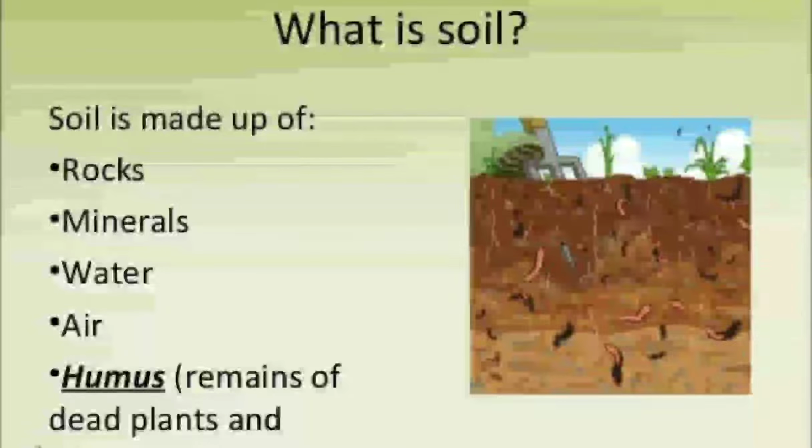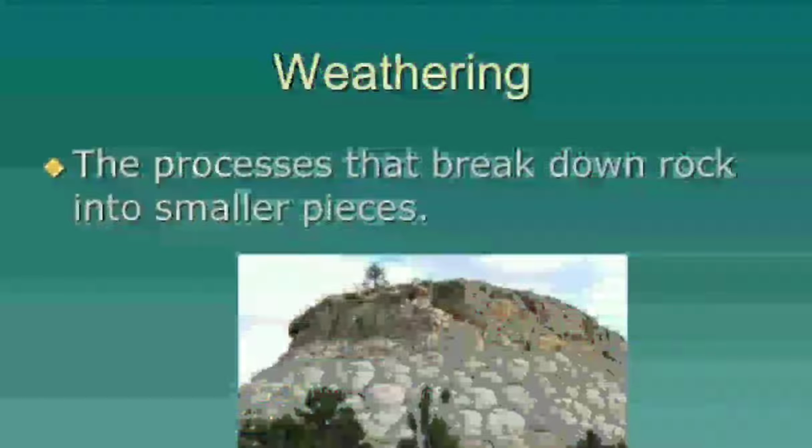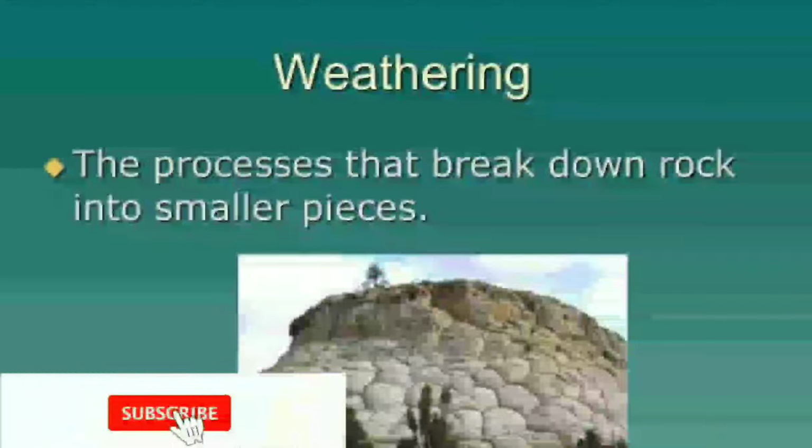Soil forms through the process of weathering. Weathering means changing the appearance or shape or quality of something by long exposure to the atmosphere. So, soil forms through the process of weathering.